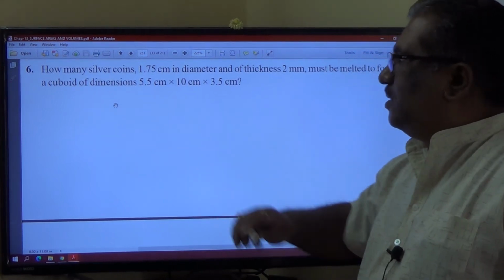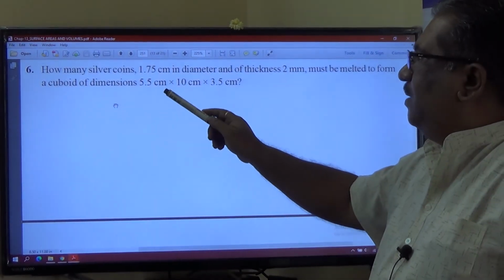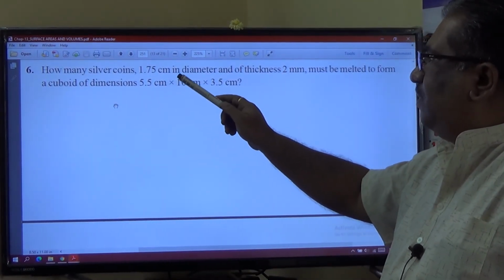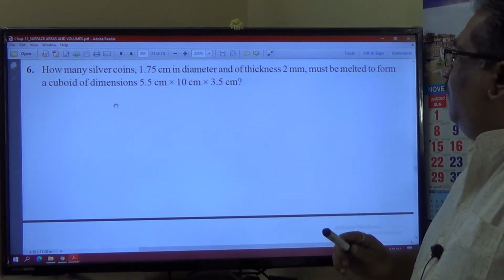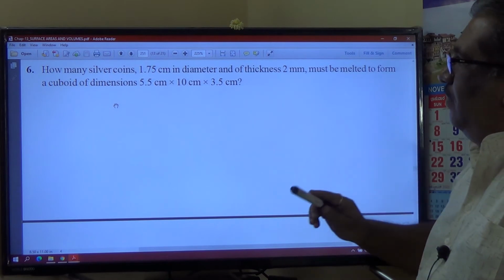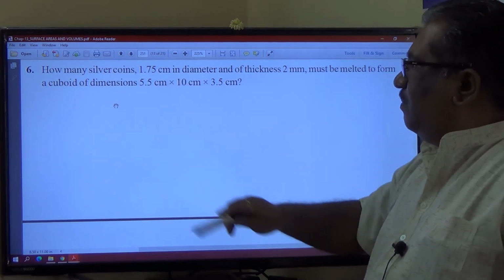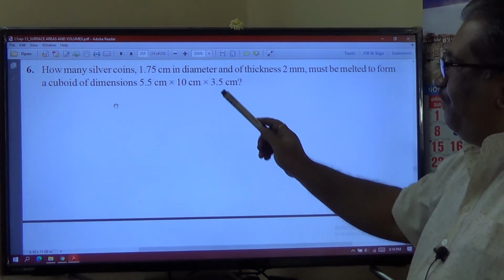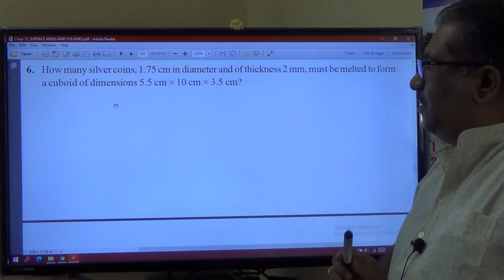Next is question number 6. How many silver coins 1.75 centimeter in diameter and of thickness 2 millimeter must be melted to form a cuboid of dimensions 5.5 centimeter into 10 centimeter into 3.5 centimeter.